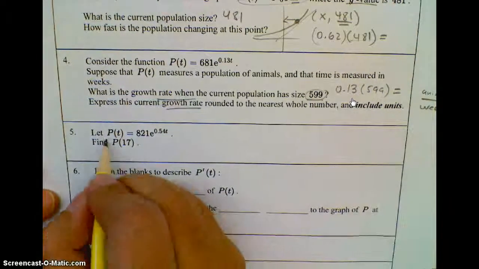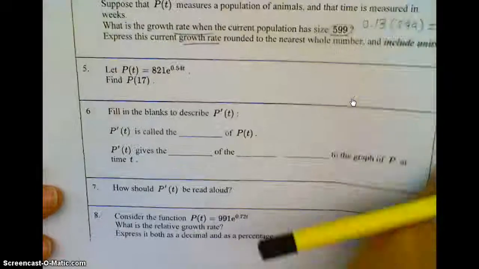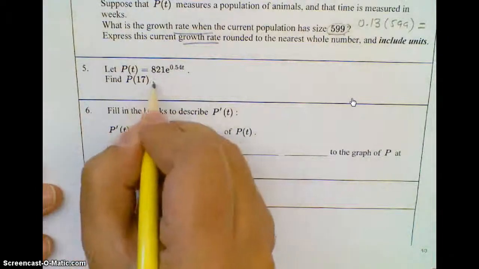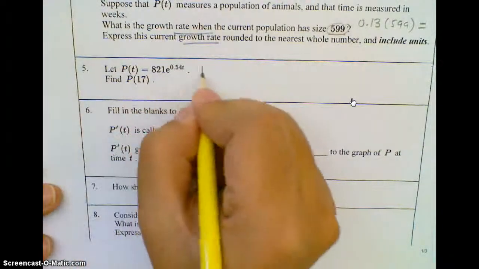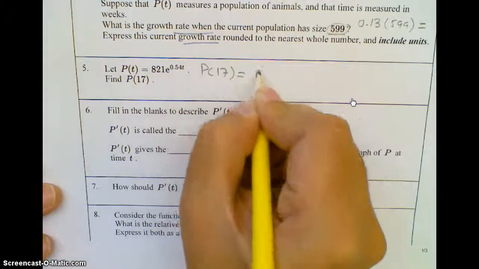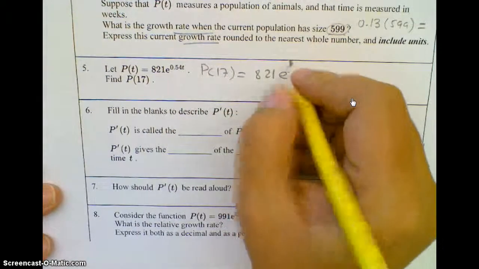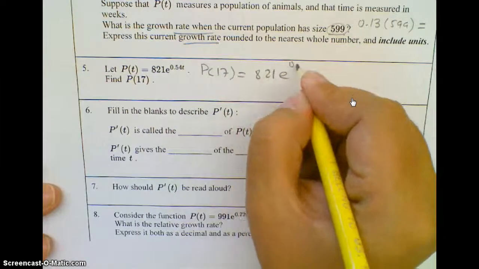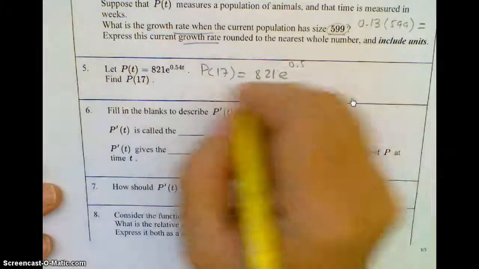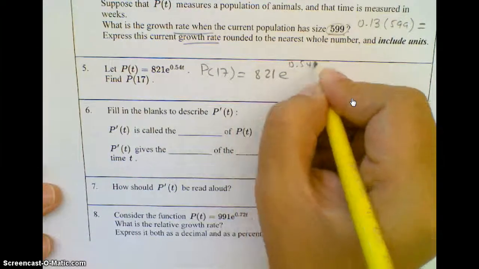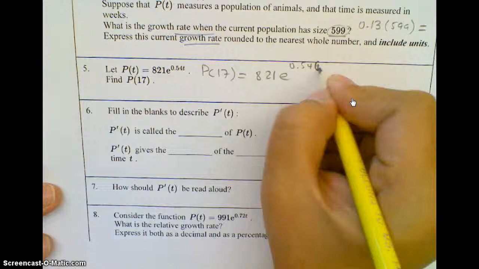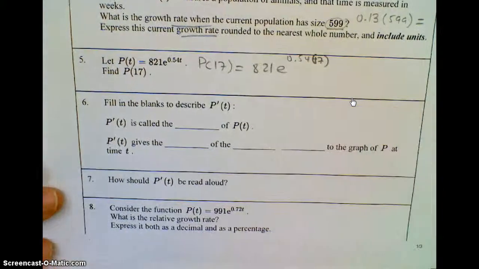Number 5 says, let p of t equal 821 e to the 0.54t. Find p of 17. So I just have to replace, and that will be the population at time equals 17. I don't know if that would be weeks or months or whatever.